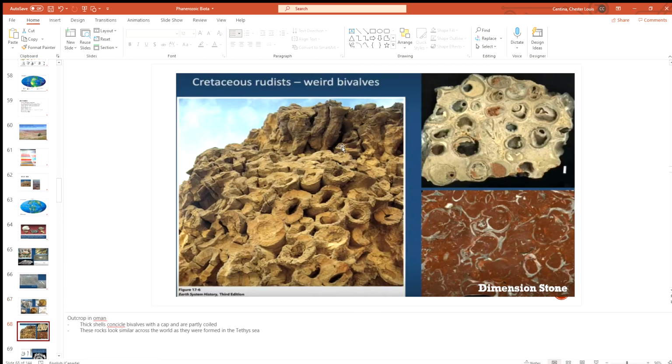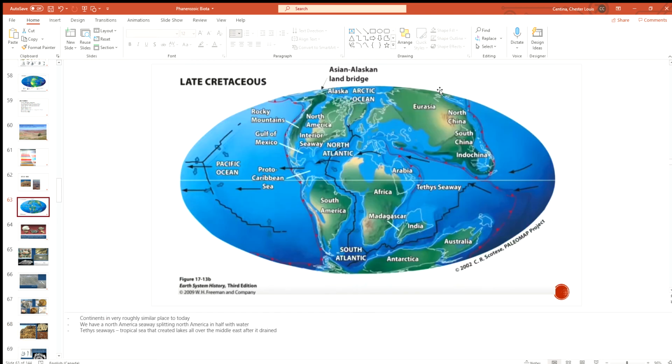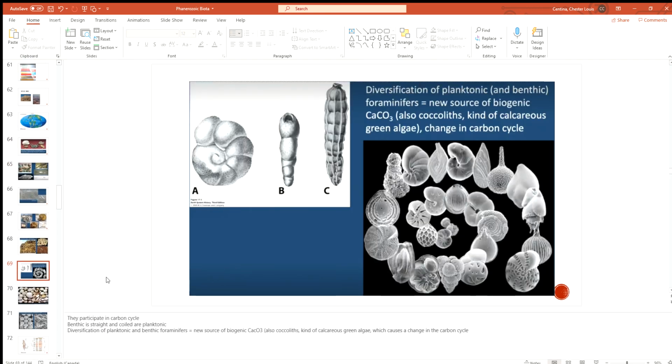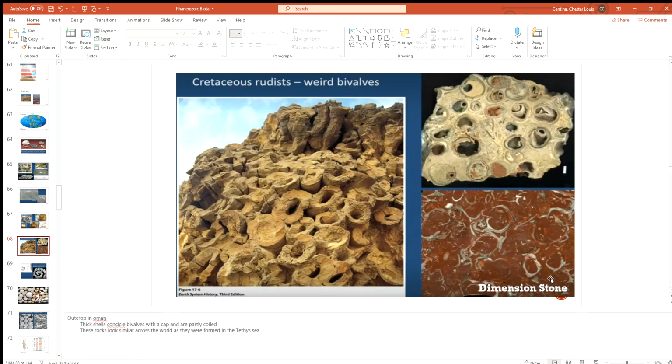This is an outcrop in Oman. These are thick shells, conical bivalves with a cap and partly coiled. These rocks look similar across the world, and they were formed in the Tethys Sea, which is around here. Where's the Tethys Sea? Okay, I'm going to have to look that up by myself. Okay, next picture. Just know these. Oh, this is a dimension stone, by the way, just in case you might ask.